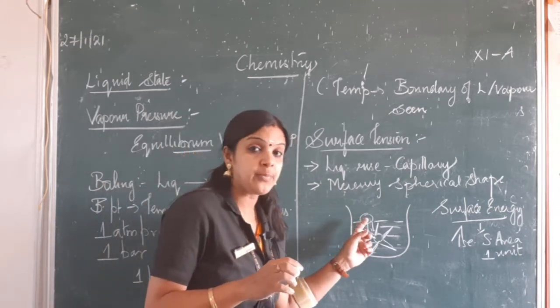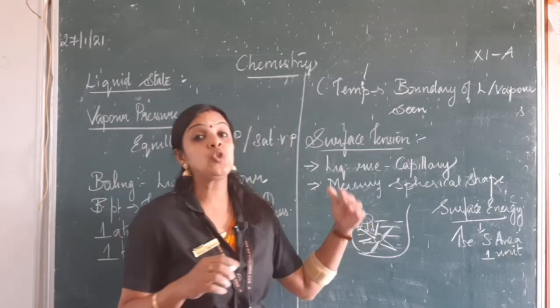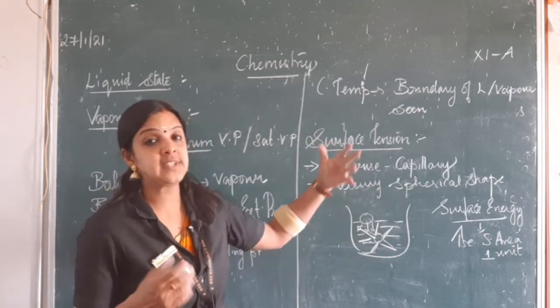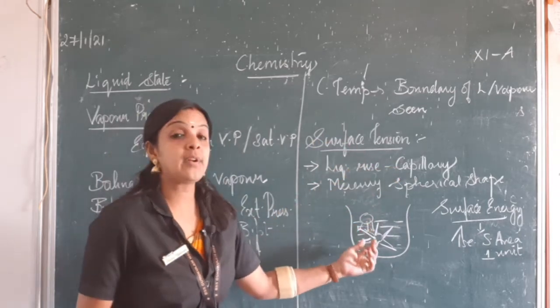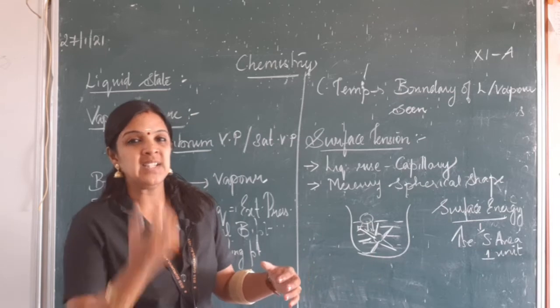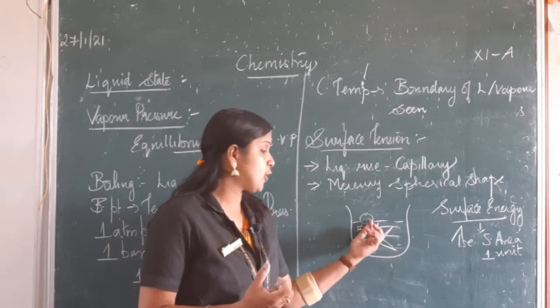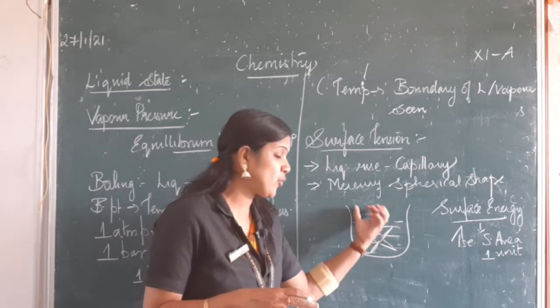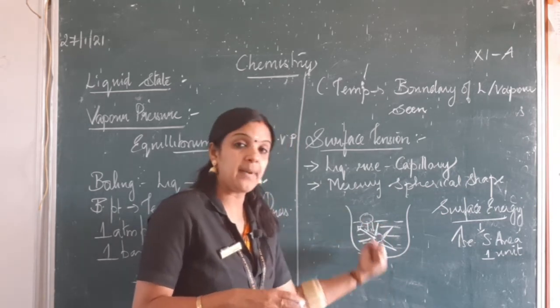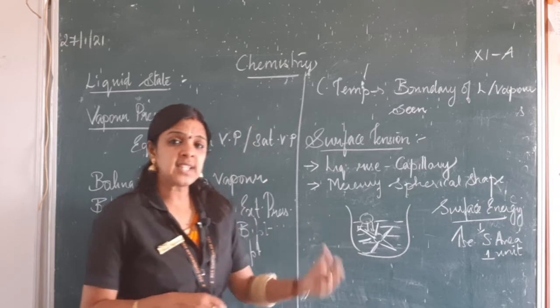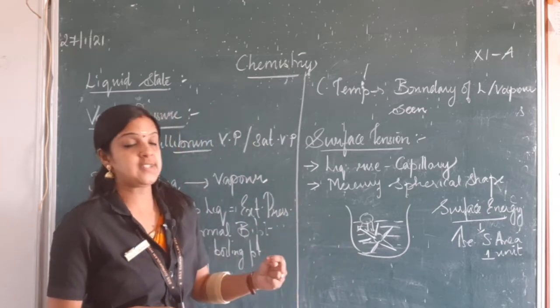But the molecule which is present at the surface, there is no attraction from the top because there are no molecules there, but only from the bottom, that is from the bulk, there is a pull, there is an attraction from the bulk for the molecule which is present on the surface, where they pull towards the bulk inside. Such property we call it as surface tension.